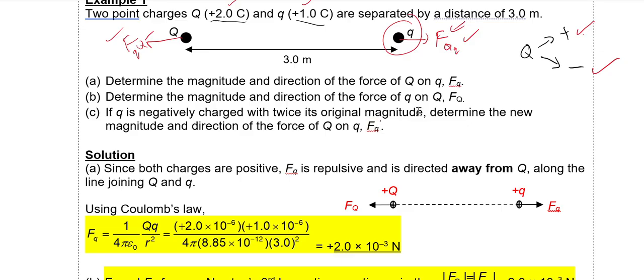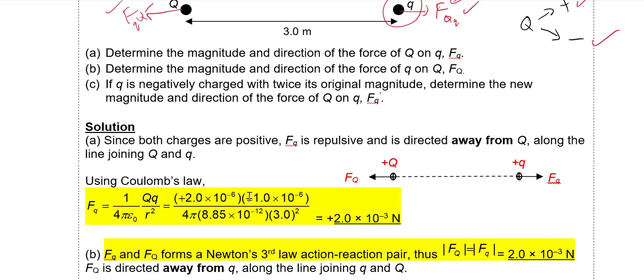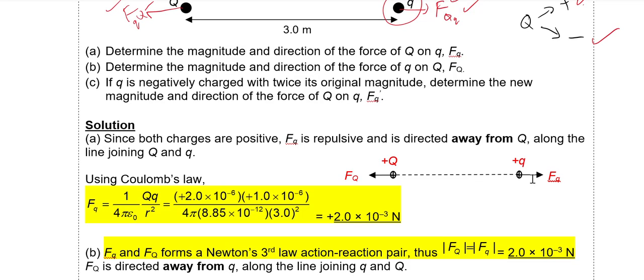If I look at small q on big Q to answer part B, I know that this is actually an action-reaction pair because they are Newton's third law pairs. Otherwise, if you don't know that, never mind. You can just substitute all the numbers again to get the exact same value of 2.0 times 10 to the power minus 3 newtons. But of course, in this case, it's away from small q. Then you can try C yourself.